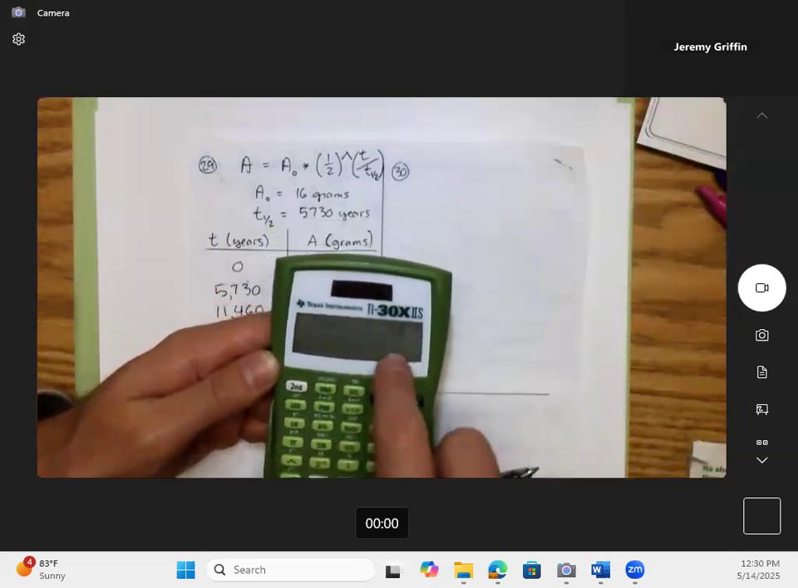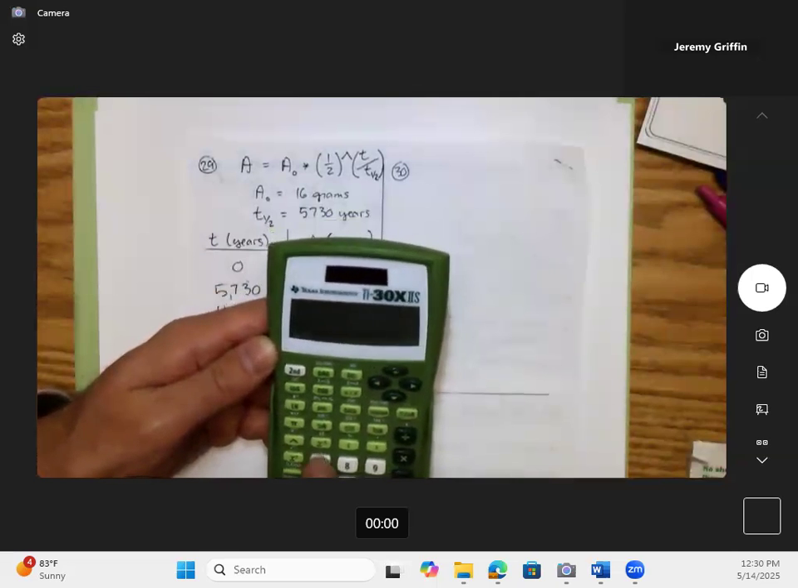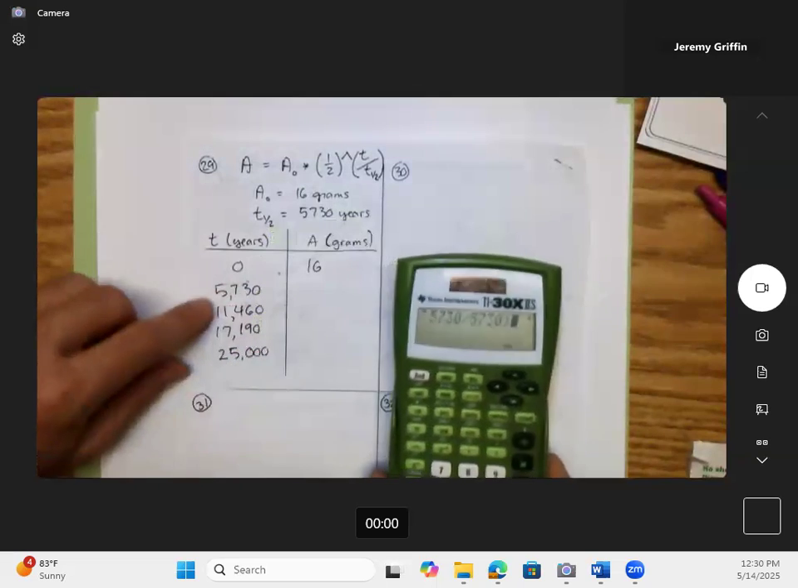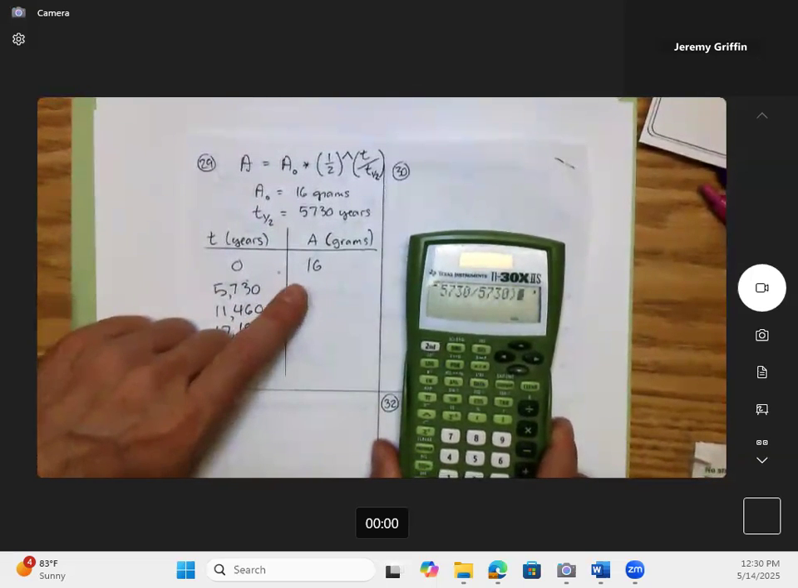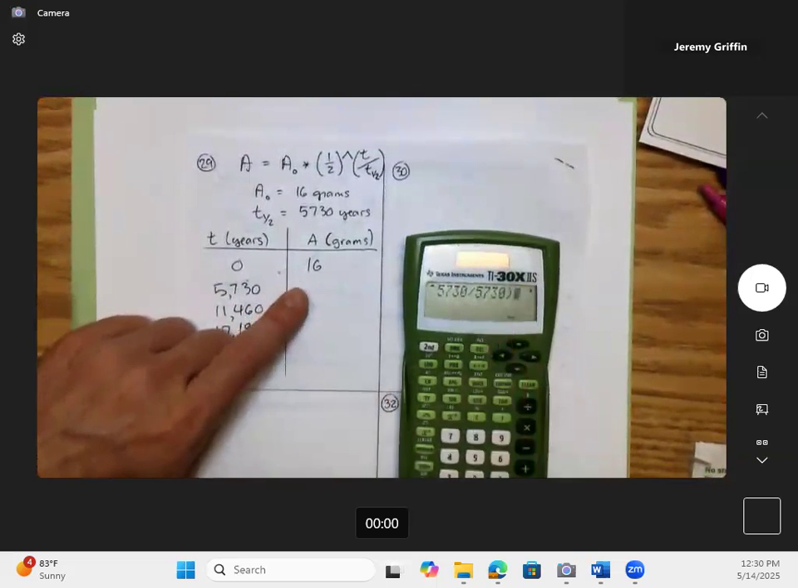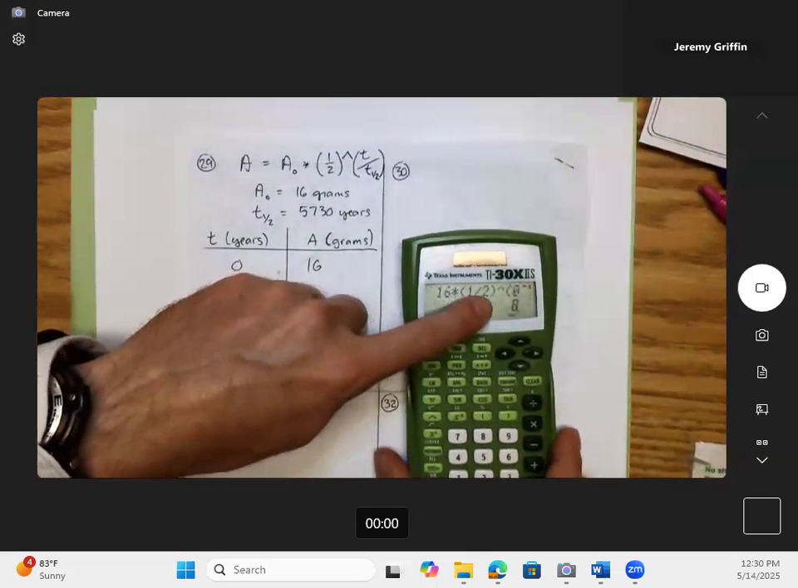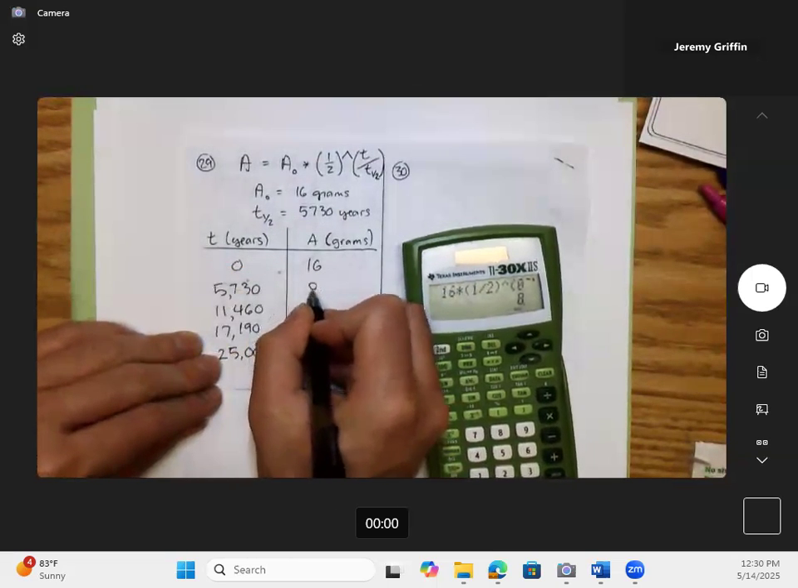Okay. Now, for these other values, all you have to do is scroll up, scroll over, and where that first time used to be 0, now I'm going to replace that with 5730 years. Okay. Now, after 1 half-life has passed, if everything's plugged in correctly, the answer must be what? Is it 8? It is 8. Look at that. It's an 8 right there.